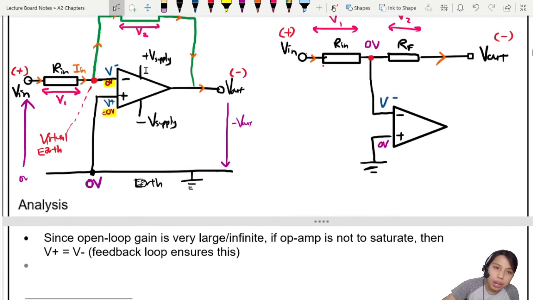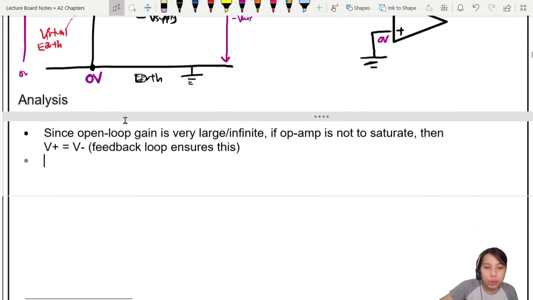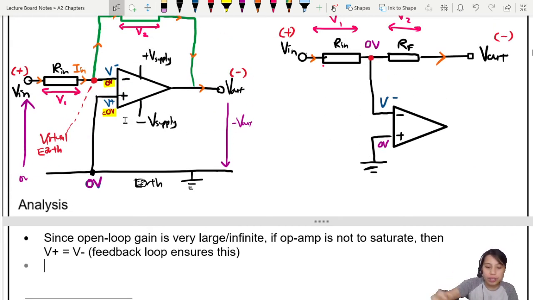We don't want it to saturate, so we make sure these two are roughly the same. The loop will just keep adjusting until it's the same, and stabilize there. Then number two, what's the V plus input? 0 volt. So the other one will try to become 0 volt. So let's type that down.